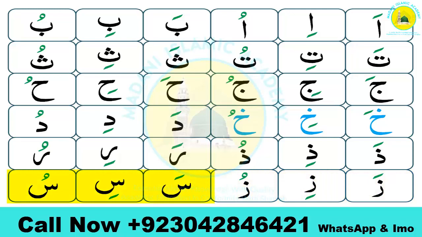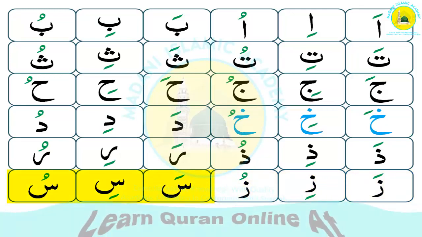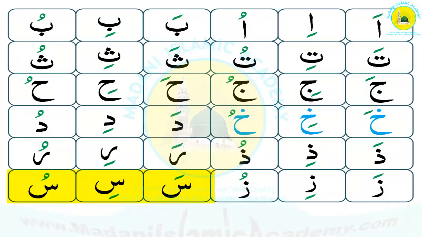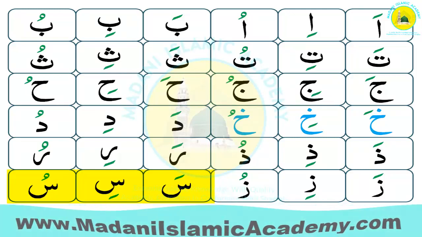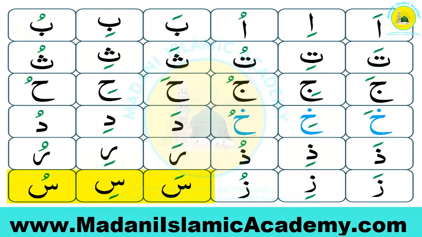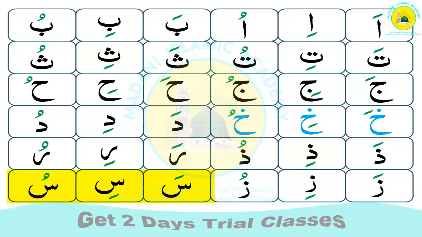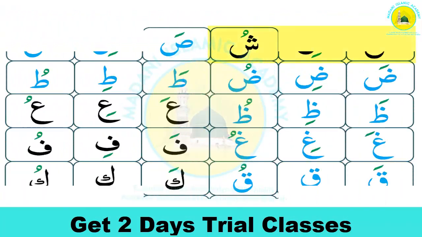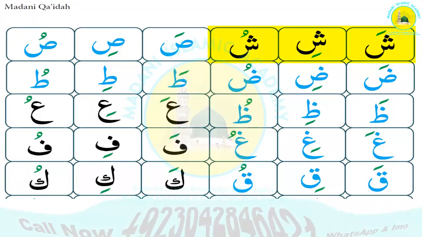Sin zabar sa, sin zir si, sin pesh su, sa, si, su. Now remember, the letter sin is read with a small whistle sound. So you should read the letter sin with a small whistle sound. Inshallah azza wa jal, let's continue forward.